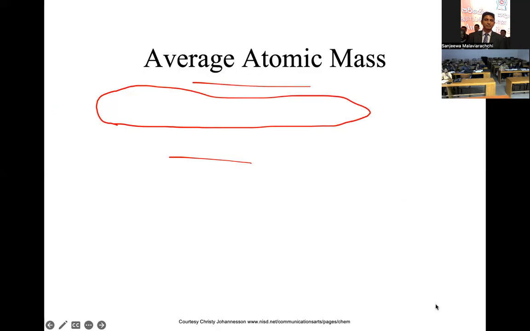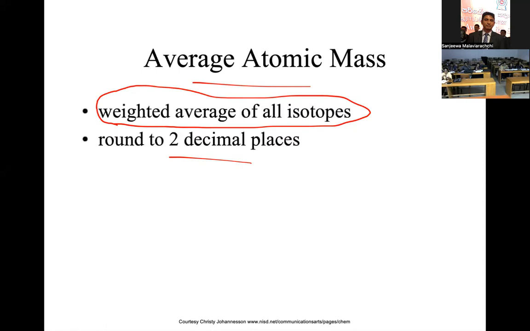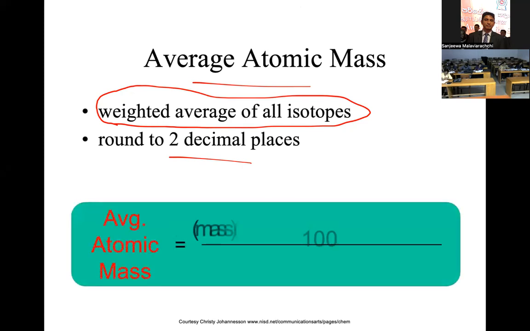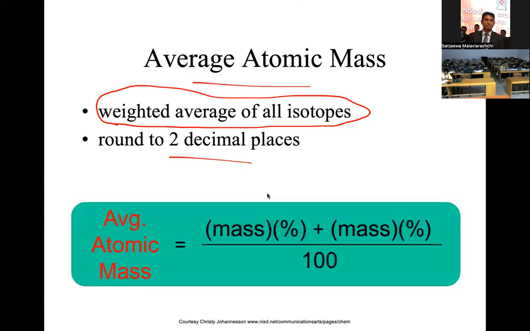Okay. Right. So average atomic mass. Average atomic mass means the weighted average of all the isotopes. We round it to 2 decimal places, because in nature we have different abundances of these isotopes. All the isotopes are not present in equal amounts. That's the idea behind it.